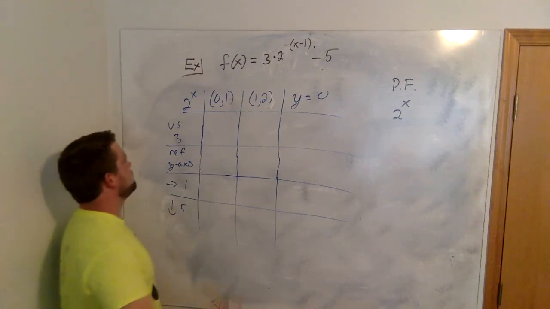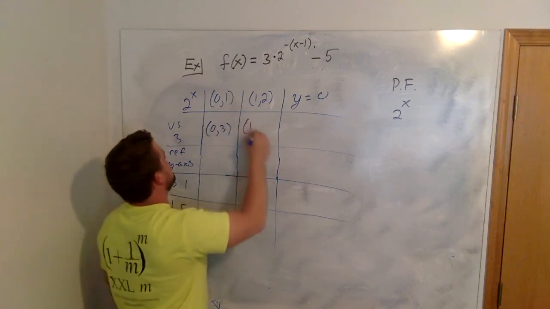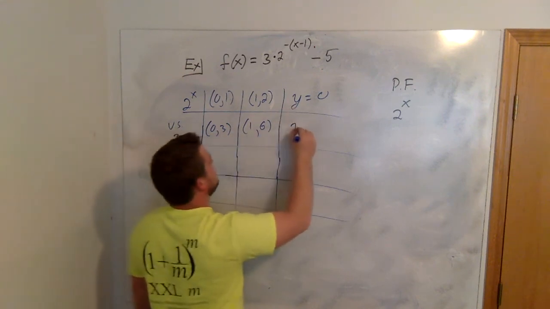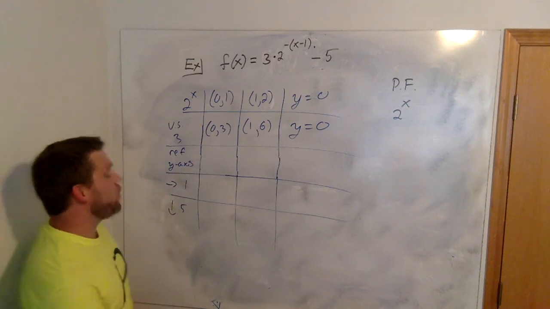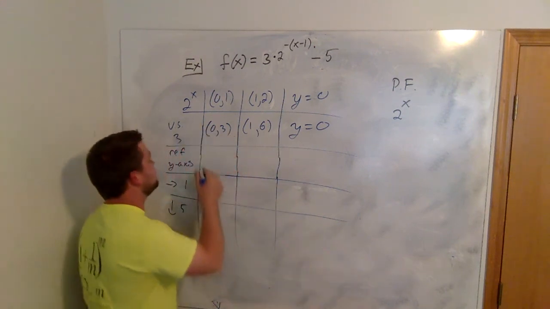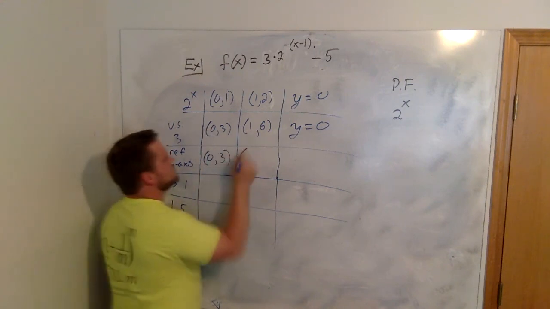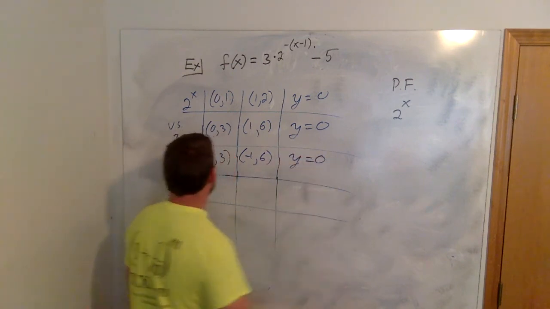Okay, so with our vertical stretch, instead of 0 and 1 we're now going to have a 0 and a 3. Now I'll have a 1 and a 6. The vertical stretch won't affect the horizontal asymptote. Now we're going to reflect over the y-axis. Reflecting over the y-axis changes our x values. It makes our x values negative. -0 is the same thing as 0. So now we'll get a -1 and a 6, and we'll still have y equals 0.